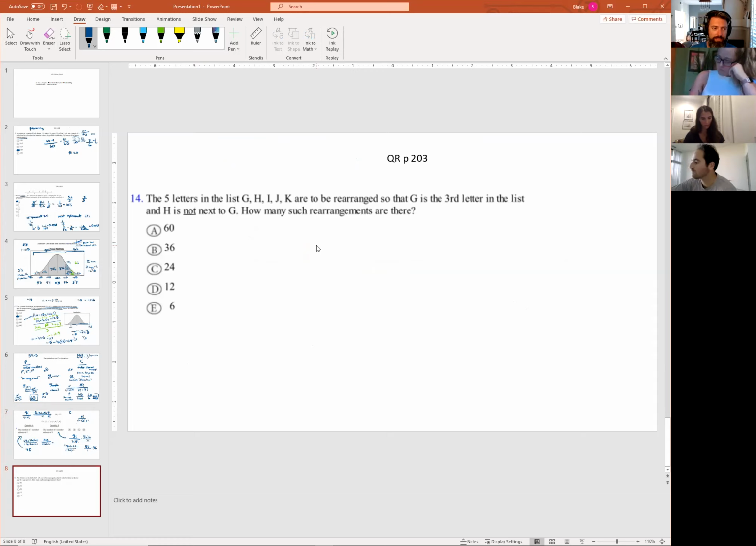How do I know that? Well, they just said arrangements. The order does matter also. That's another way. So this is a permutation.